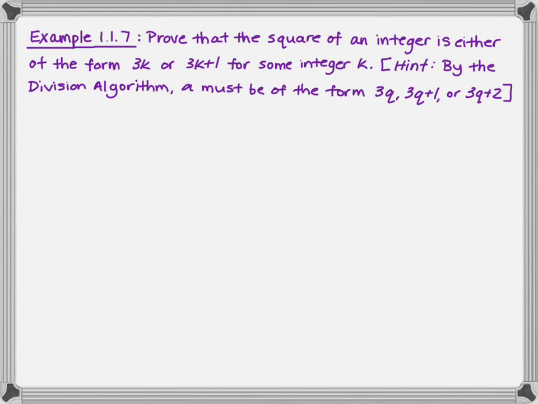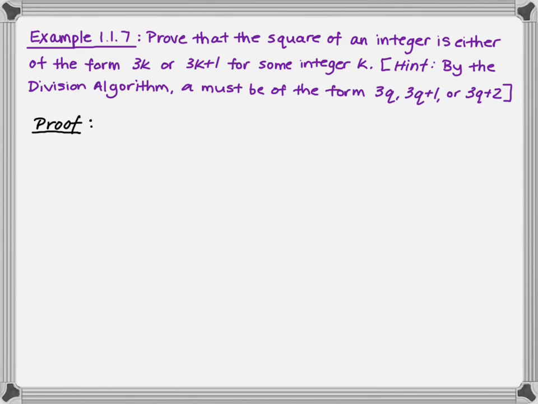This is exercise 7 from section 1.1 of the text. I want to prove that the square of an integer is either of the form 3k or 3k plus 1 for some integer k. Now, one thing to note is that this is a proof. And so what we want to do is to provide a formal and logic-based argument that shows that the square of an integer is either the form 3k or 3k plus 1.